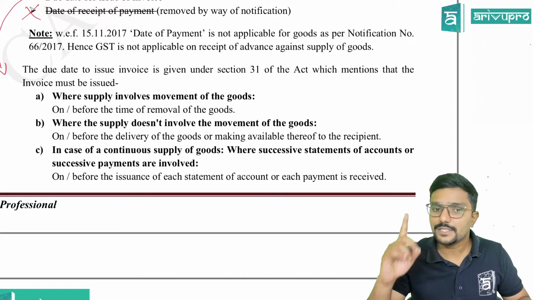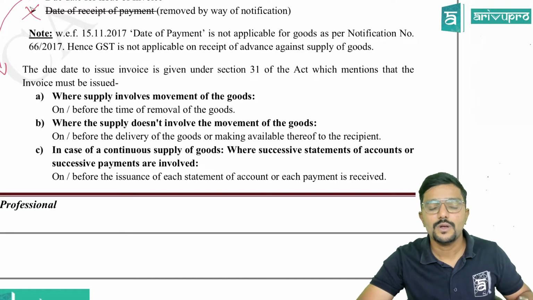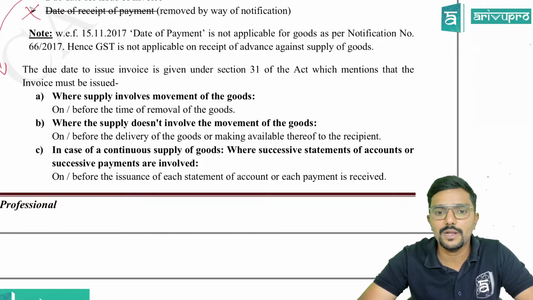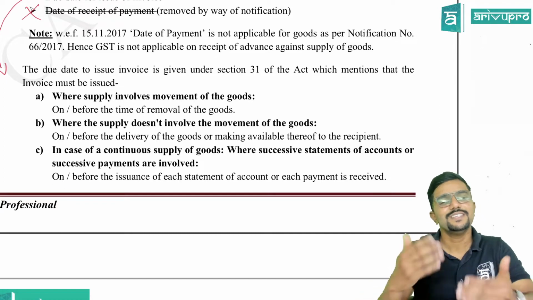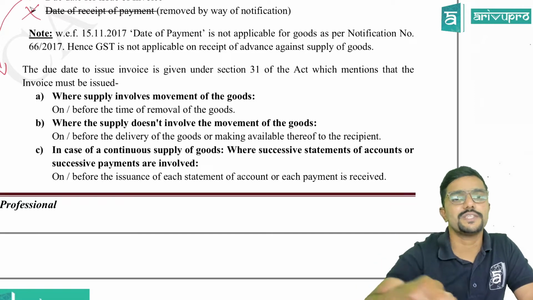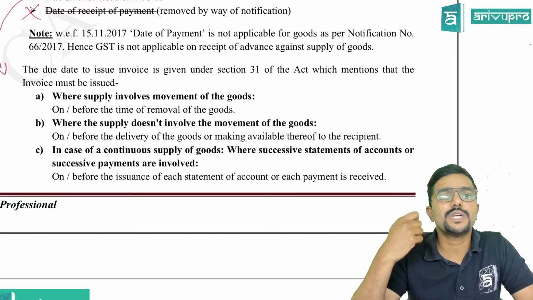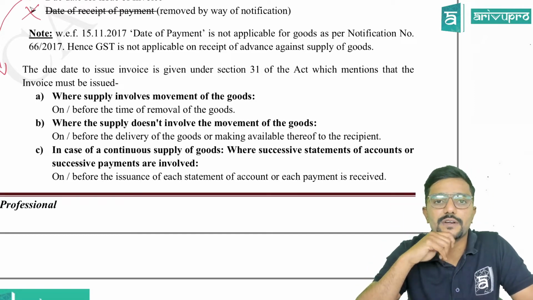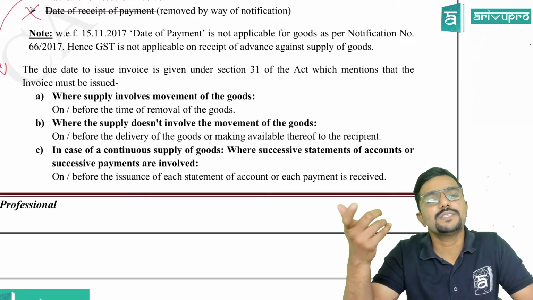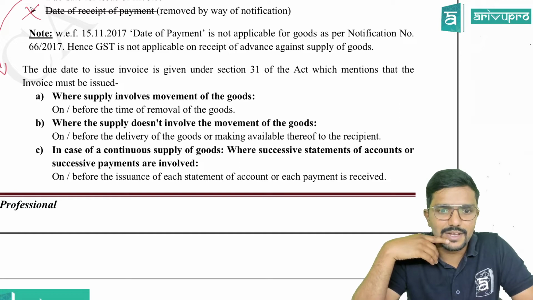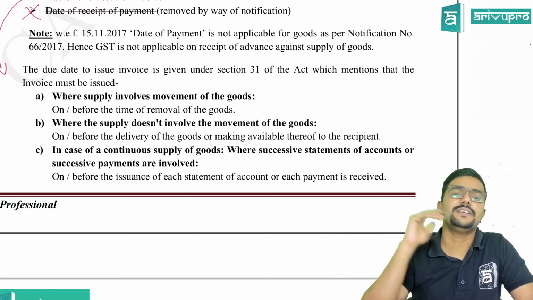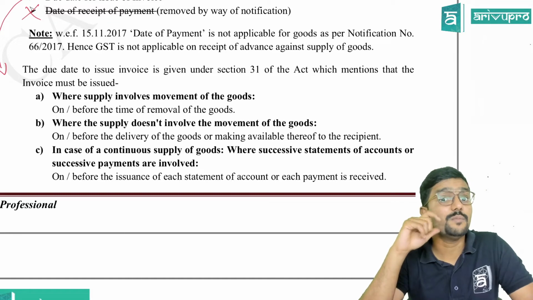where supply doesn't involve the movement of goods, the invoice is due on or before the delivery of the goods or making available thereof to the recipient. This will happen on the same day, because the recipient is going to the supplier's place. Assume I went to Tata Chroma and purchased a refrigerator on 15th June. On what day is it delivered to the recipient? Normally on the same day. Agree? So the date of delivery. Or else if by chance I take delivery later, then there will be a movement.